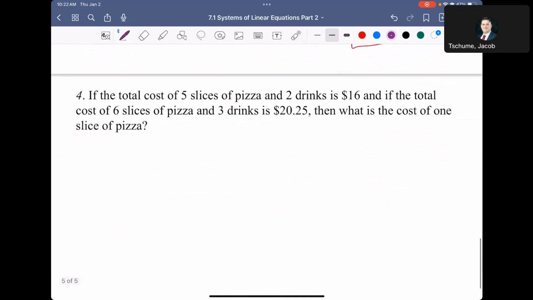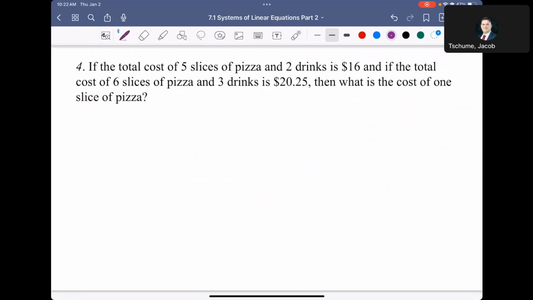All right, and so I've got one more to do, and I figured I'd end with a fun one because I know most college kids like to eat pizza and have drinks. So we are going to do one of those problems involving a system.